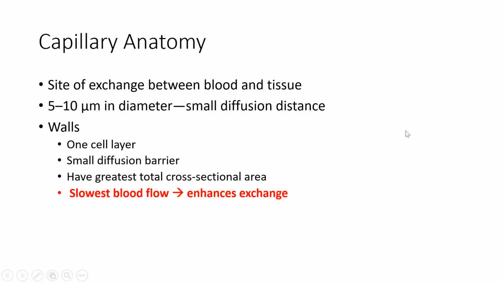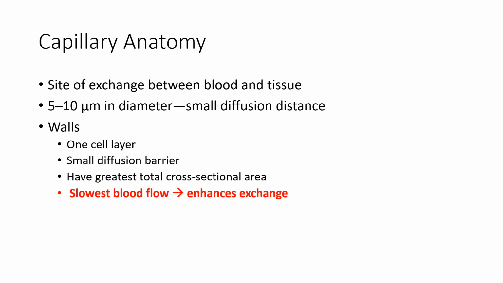The walls here look a little bit different from our arteries and veins. It's one cell layer thick, which is ideal for diffusion. So there's a very small or minimal diffusion barrier. And we also see the greatest total cross-sectional area. In other words, these are the most abundant branch of the vasculature. And so if we took the total cross-sectional area of all of the arteries, all of the arterioles, all of the capillaries, the cross-sectional area that we see in capillaries would be the largest because there are just so many capillaries in the body, okay?